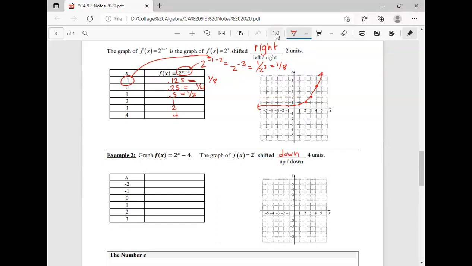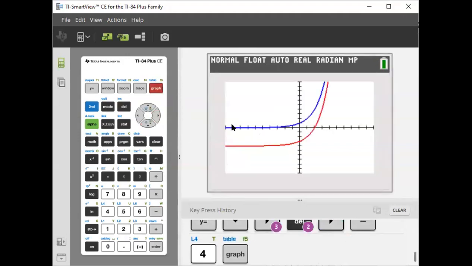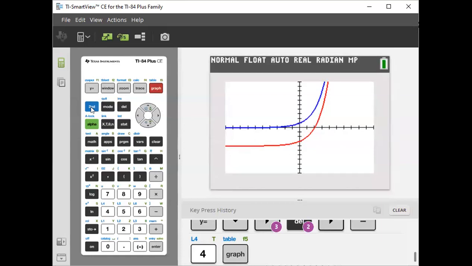So we could go straight back to our graphing calculator, and we can just adjust our y equals this time. So we still have a 2 to the x, but we don't have this -2. We have a -4 from the whole thing. So when I graph it, the blue is our original and the red is our new one. So it does look like it got shifted down 4, the red compared to the blue.